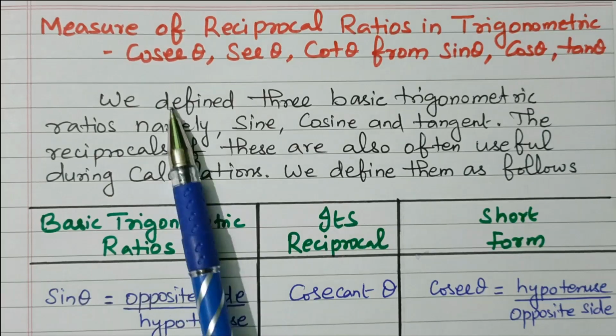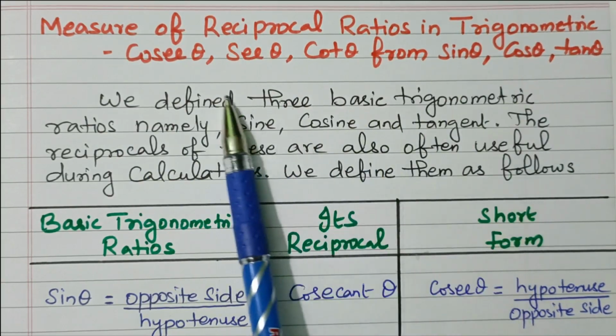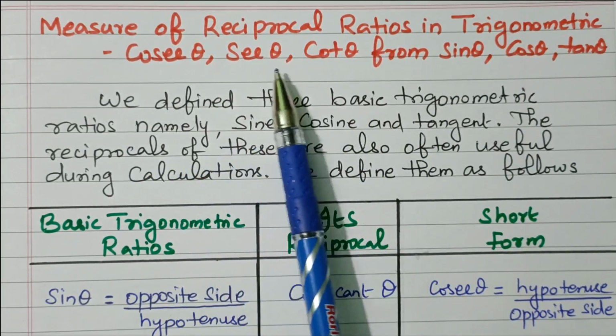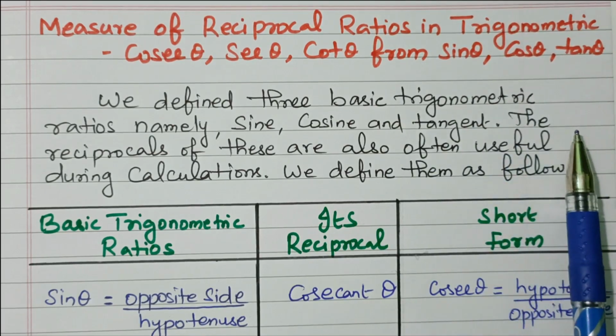Welcome viewers, in this video we will see the measure of reciprocal ratios in trigonometry, that is cosecant theta, secant theta, cot theta from sin theta, cos theta and tan theta.